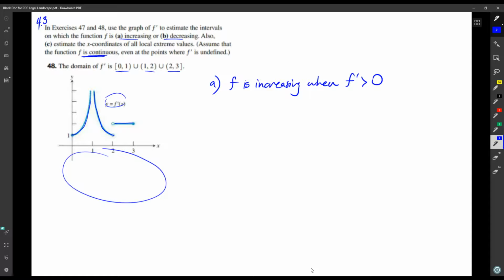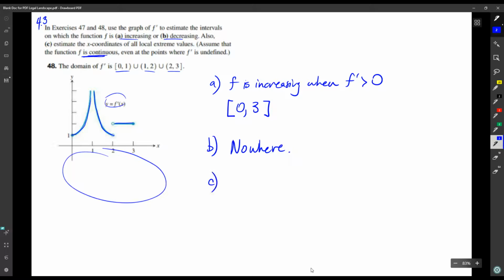So our answer here, we want to say that f is increasing on the entire interval 0 to 3, because f prime is always positive. Well, that makes part B pretty easy. Where is f decreasing? Well, nowhere, because there's never any point where f prime is negative. So we'll finish that up.